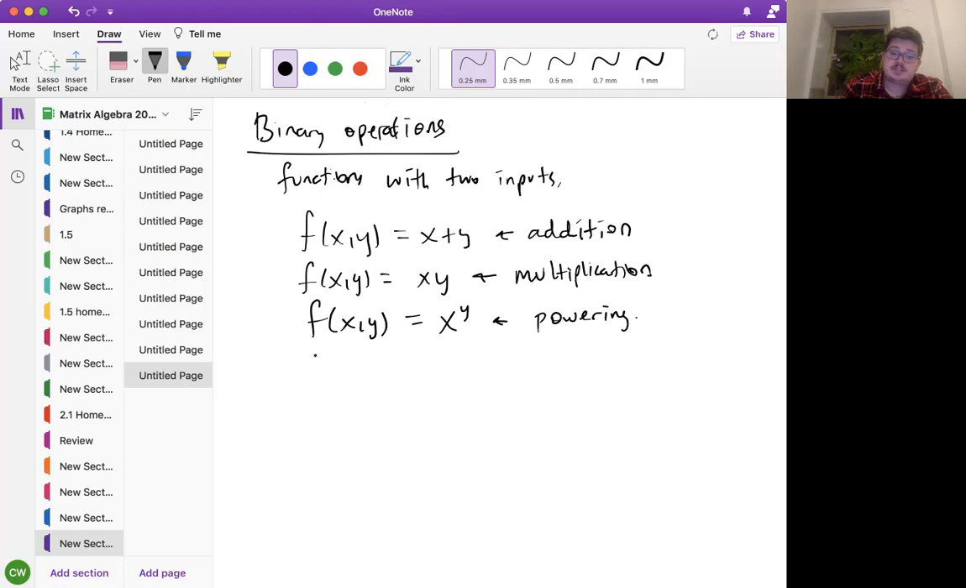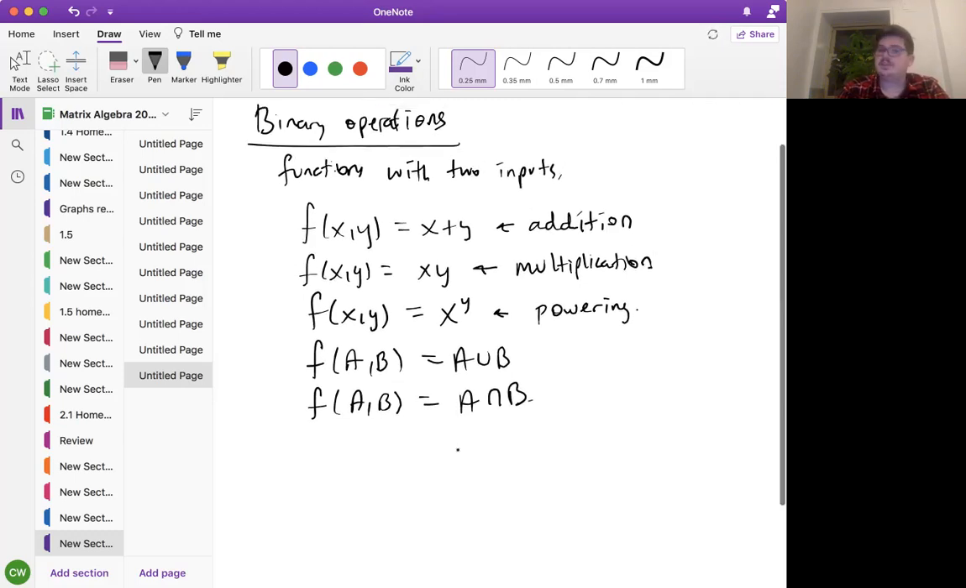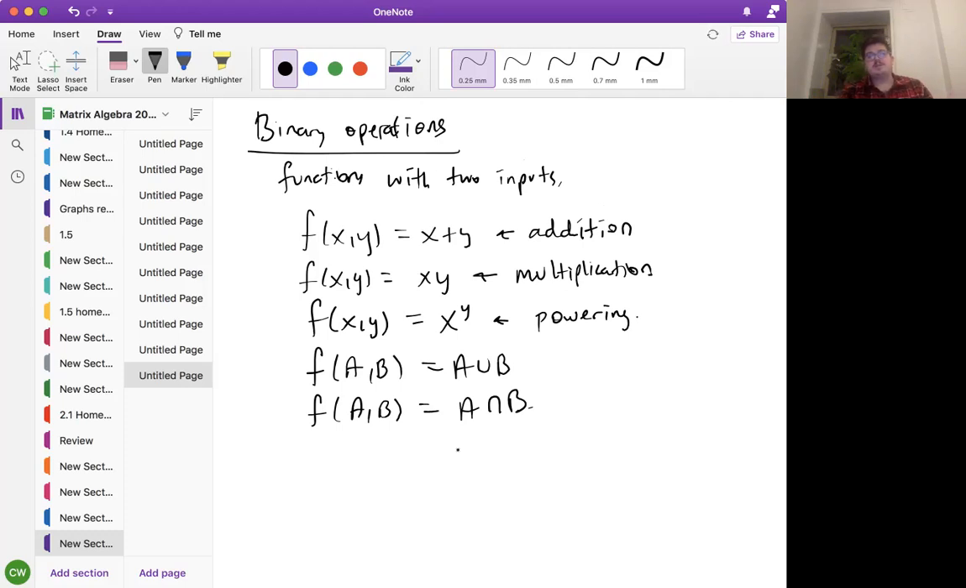Examples in subsets or sets: f of A, B is equal to A union B. f of A, B is equal to A intersection B. These are examples of binary operations. Okay, does that make sense? So literally, unary is one input, binary is two inputs.